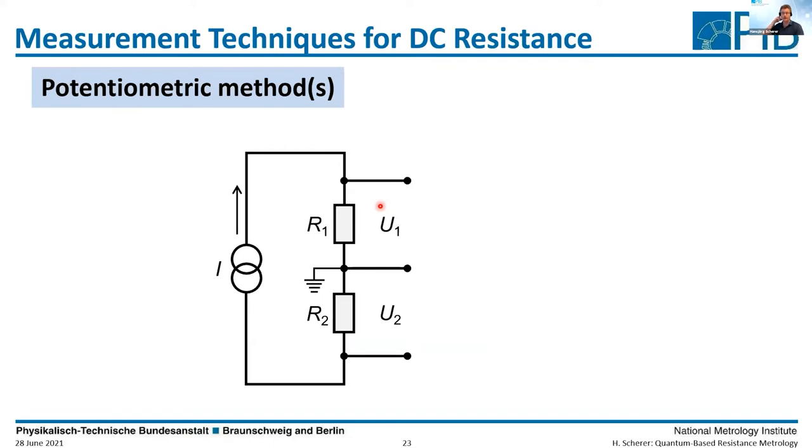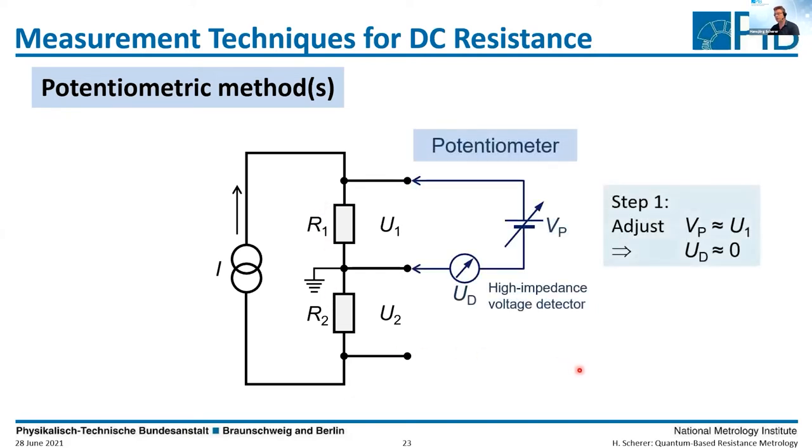So the potentiometric methods are indicated here. We have a current source, which feeds two resistors that are connected in series to the source with the same current. And then of course you get a voltage drop across these two resistors. And you can use a potentiometer, which comprises a high impedance voltage detector and a voltage source here.